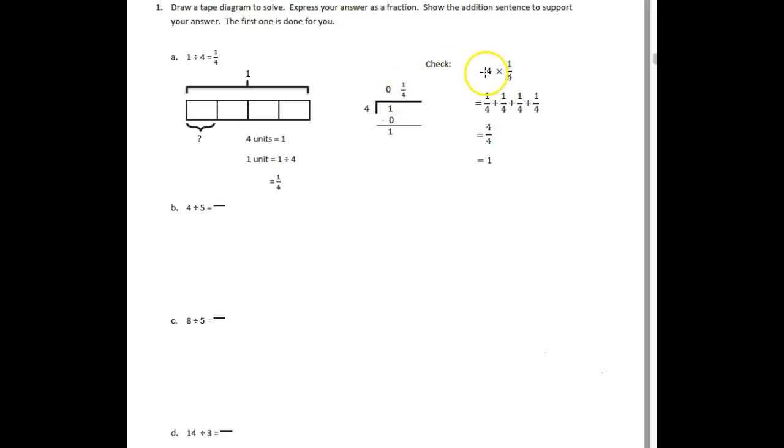Now when we check it, we're going to say 4 times that much. We could also say we're going to add them together 4 times. So your numerator gets added. 1 plus 1 plus 1 plus 1 is 4. 4 over 4, as you guys know, is 1.